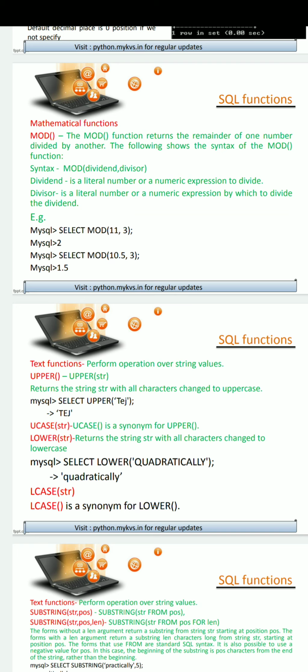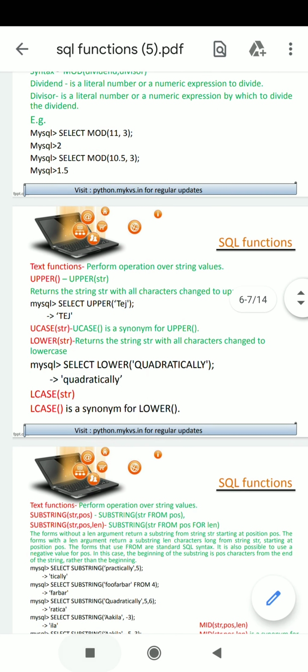But actually it is a division operation. 10.5 is to be divided by 3 and the result should be in integer form after the division operation. So the result of the division is 3 only, but the remainder is 1.5. Now we will do this practically.